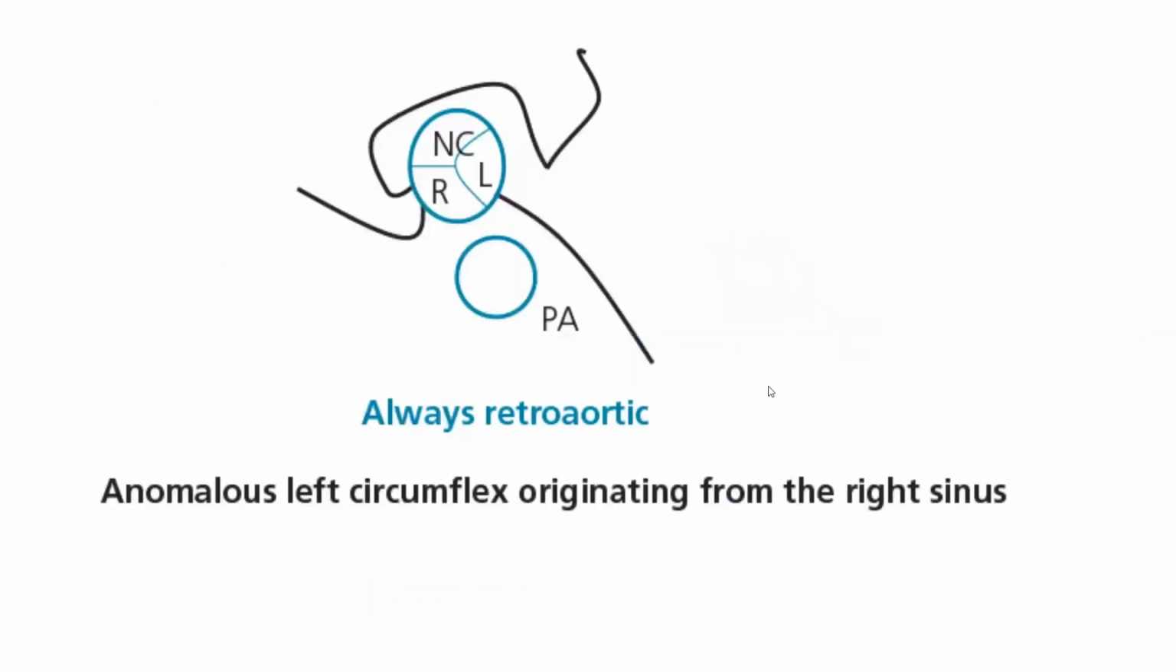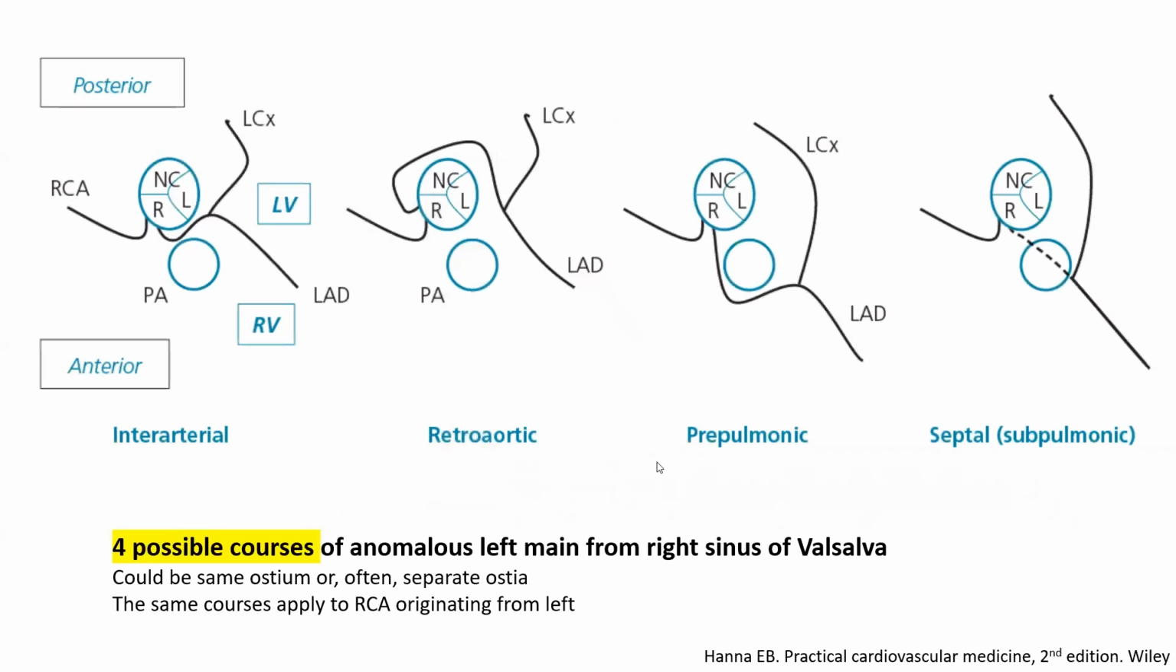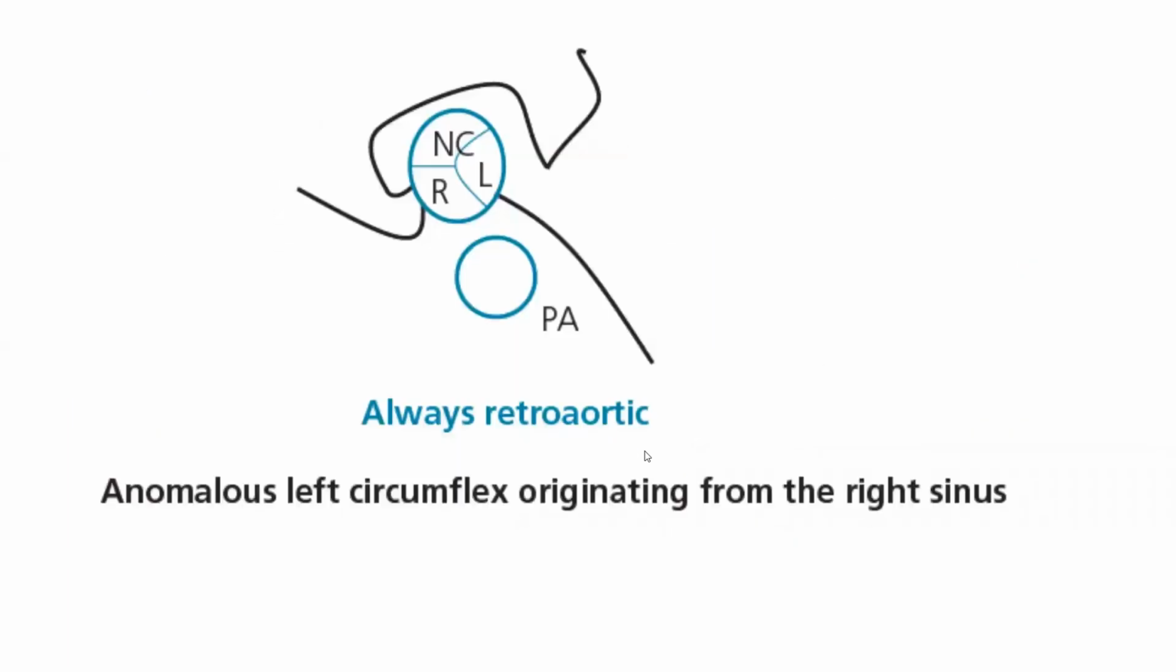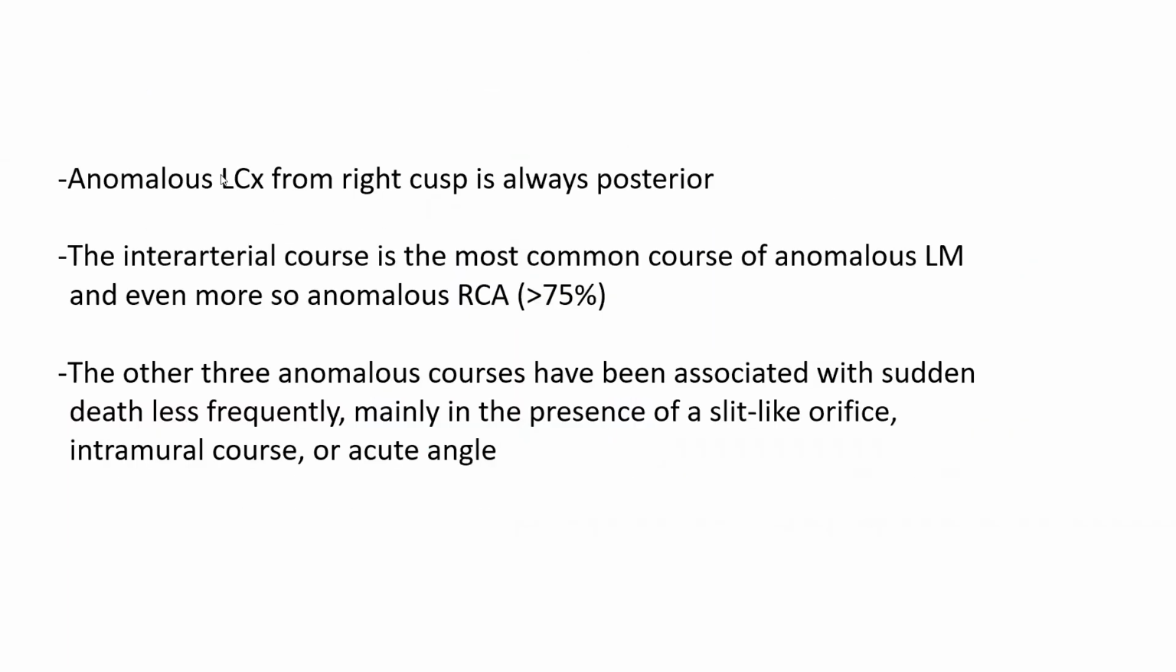One specific anomaly, which is the most common anomaly, anomalous left circumflex from the right sinus, it's easier. Whenever you see anomalous circumflex from the right sinus, it is always retroaortic. You need to know that. Always retroaortic with an inferior usually takeoff. So you don't fulfill those 4 possible courses for anomalous left circumflex. So anomalous left circumflex from right cusp is always posterior.